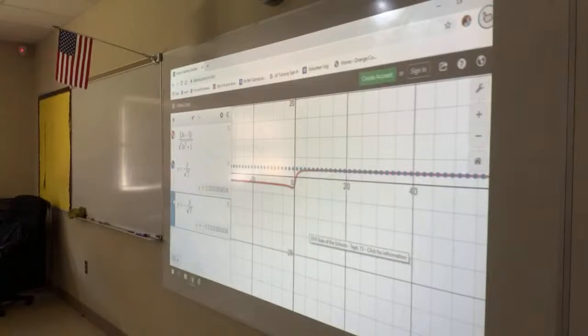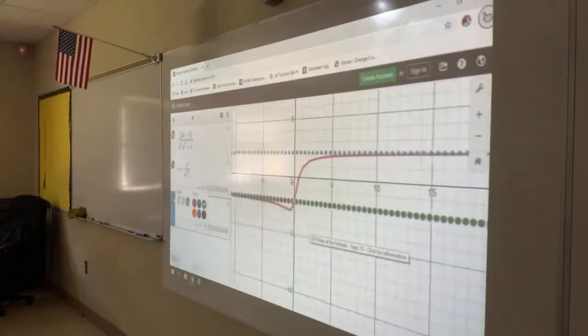Now here's a question that you're probably going to have: how come the function goes through the horizontal asymptote?